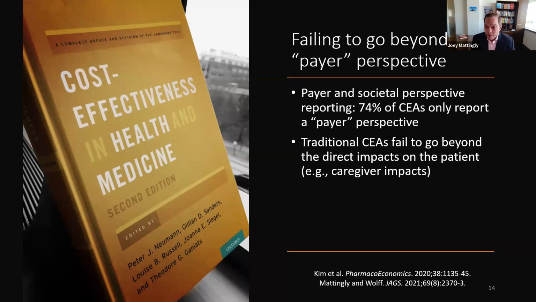Unfortunately, to date, still about 3 out of 4 cost effectiveness analyses published in the literature only report the payer perspective. Why is that? Well, it's easier. It's easier to just look at claims data. It's easier to say, hey, what did the insurance pay for? Let's add all that up. It's not as easy to go beyond the payer perspective and actually talk to patients and caregivers.